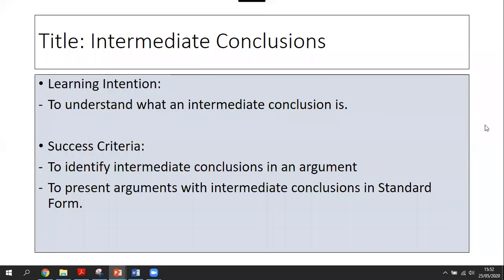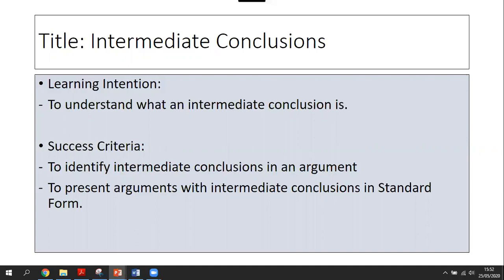Okay, so this lesson is for the higher pupils only. That's because the National 5 course doesn't demand that you understand how to work with what we call intermediate conclusions. However, at higher level, there is the expectation that first of all, you know what an intermediate conclusion is, and second of all, that you can represent these intermediate conclusions not only in the form of standard form, but later on you'll also be learning how to present these intermediate conclusions in the form of an argument diagram.